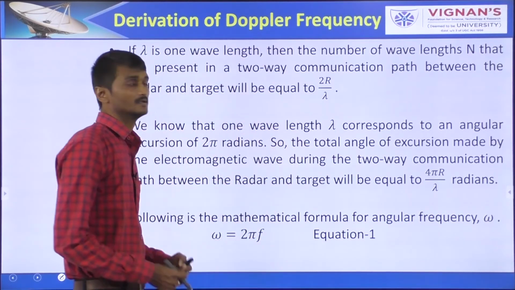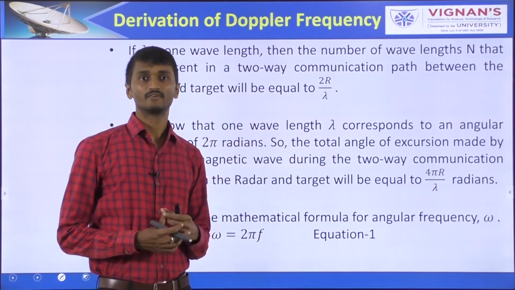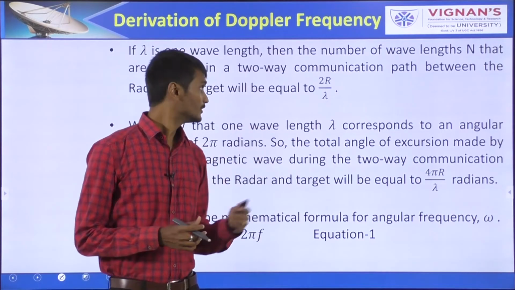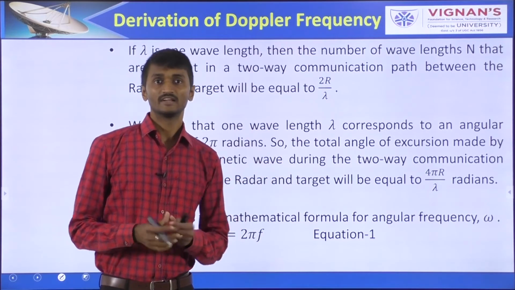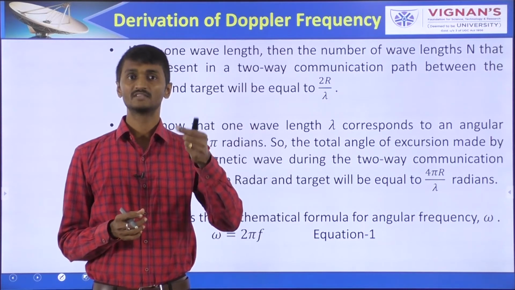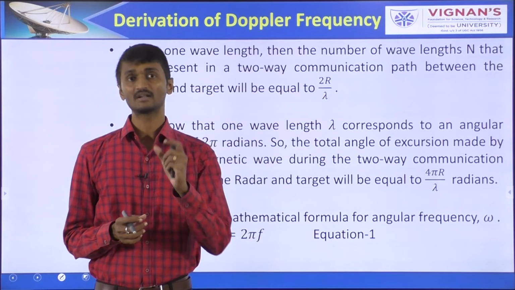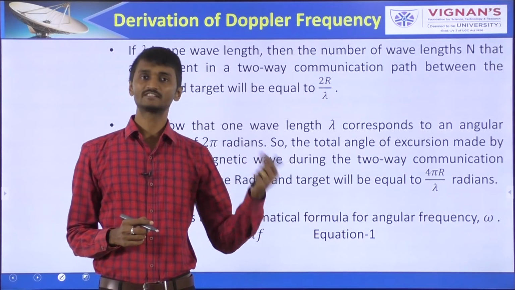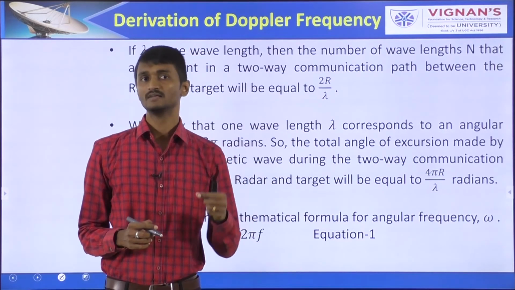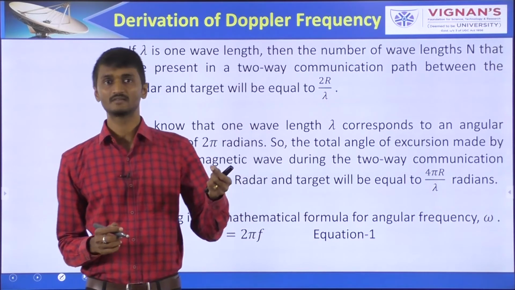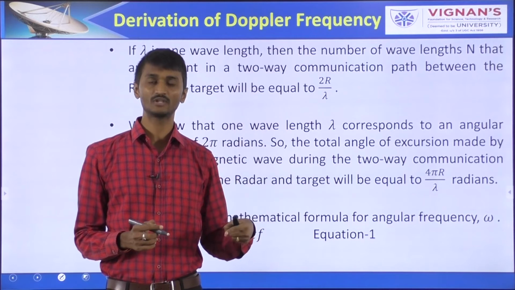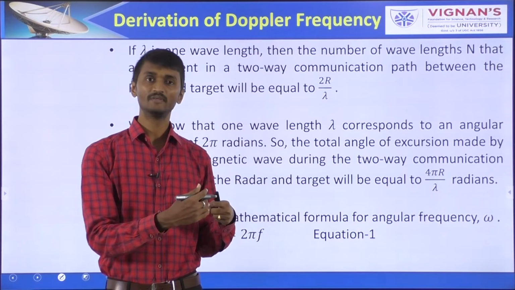Now we'll derive the Doppler frequency, fd. Derivation of Doppler frequency. The distance between the radar and the target is nothing but the range of the target, or simply the range, capital R. Therefore, the total distance in the two-way communication path will be 2R, since the radar transmits a signal to the target and the target sends an echo signal back to the radar.